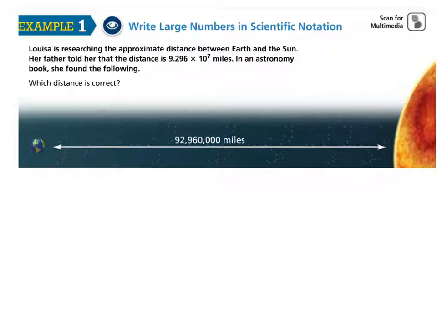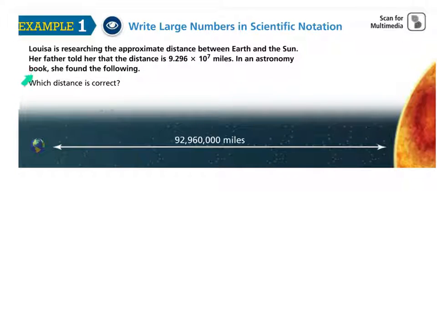So here we are, we're in lesson 1.9. We're formalizing our discussion about scientific notation. And the first example is this one right here where we say Luisa is researching the approximate distance between the Earth and the Sun. Her father told her the distance is 9.26 times 10 to the 7th.